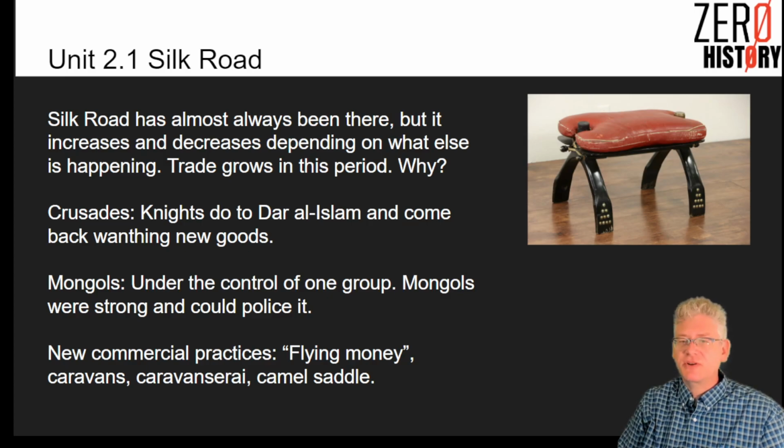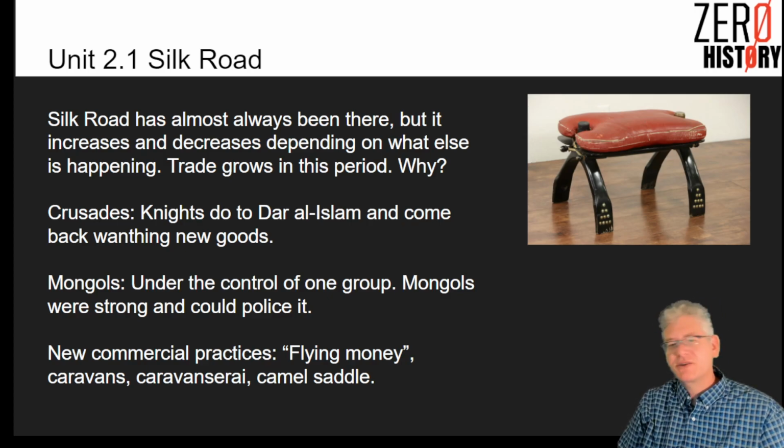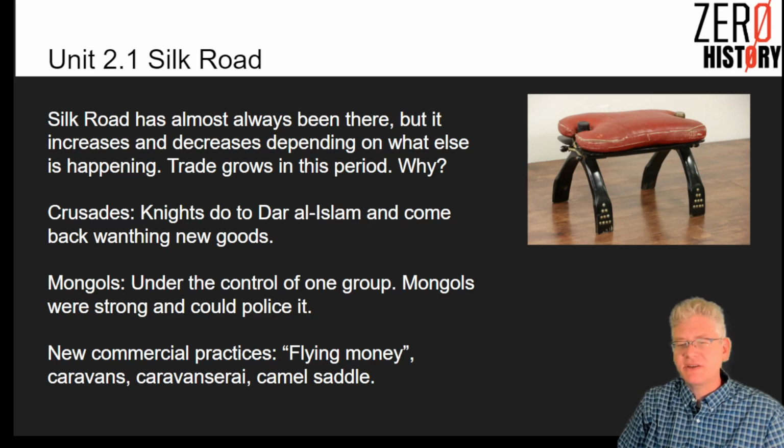They could police it during this time period, which meant that there was less likelihood of being robbed or anything like that. Supposedly, the statement was that during the Mongol Empire, you could go from one end of the Silk Road to the other with a gold plate on your head, and you would never have to worry about bandits. I don't know why you would have a gold plate on your head, but apparently that is the old saying.